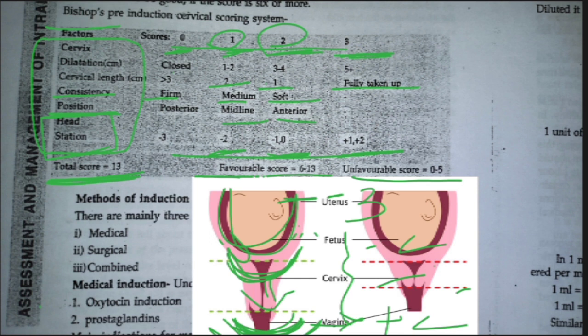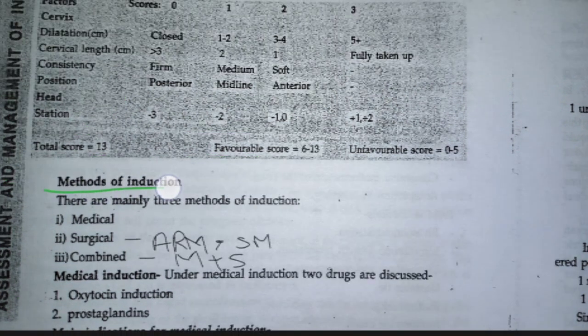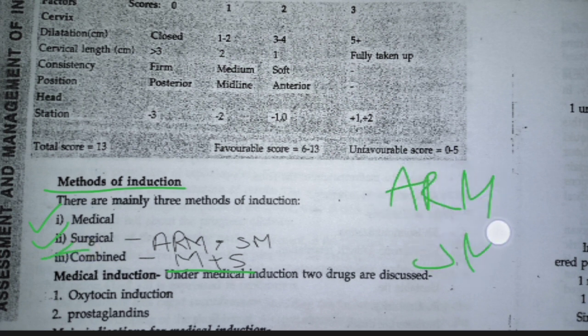By calculating all this, you will get the Bishop score, and we will get to know what the condition of the delivery is. Methods of induction of labor, we have 3 types: medical, surgical and combined. Medicine plus surgical is the combined method. In surgical, we have artificial rupture of membrane and the stripping of the membrane.